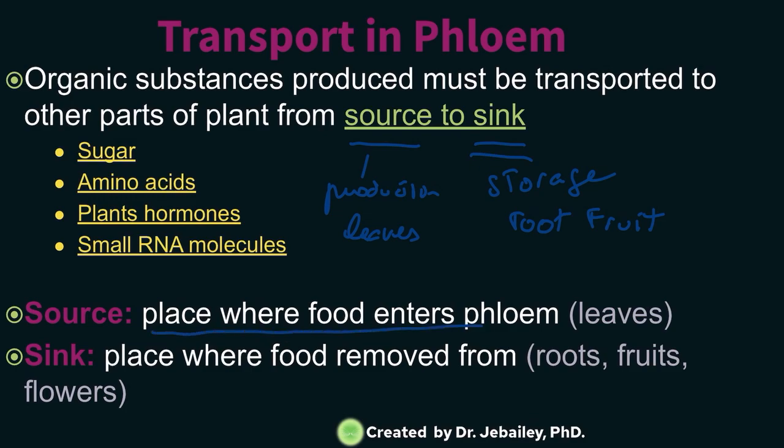Source is the place where the food enters, and sink is where the food is removed. So both source and the sink are attached right next to the phloem. Now, when we talk about nutrients that can be transported through the phloem, we talk about sugar, amino acids, plant hormones, and small RNA molecules. All of these are nutrients or hormones that are passing through the translocation of the phloem.